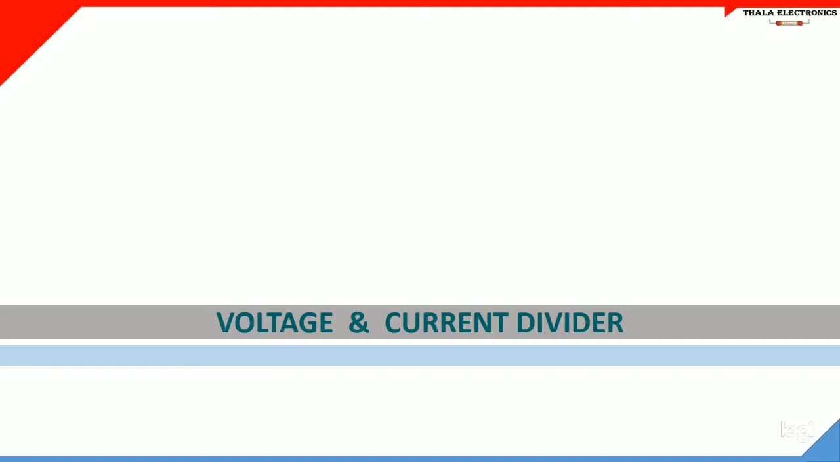Let's speak today about voltage dividers and current dividers. First, let's start with a voltage divider circuit. What is a voltage divider circuit? A voltage divider circuit is a very common circuit that takes a higher voltage and converts it to a lower voltage by using a pair of resistors.